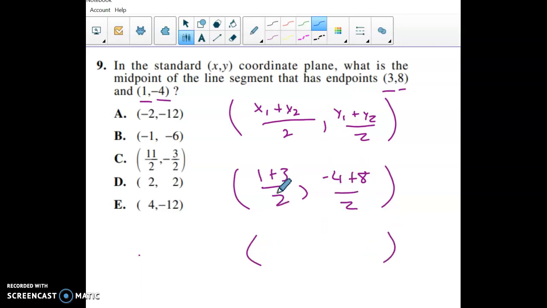So that should get us, this would be 4 over 2, or 2. This would also be 4 over 2, which would be 2. So the answer there for midpoint is 2, 2.